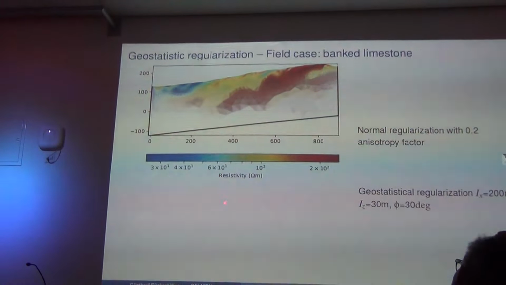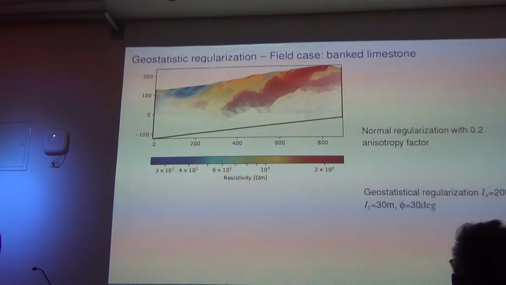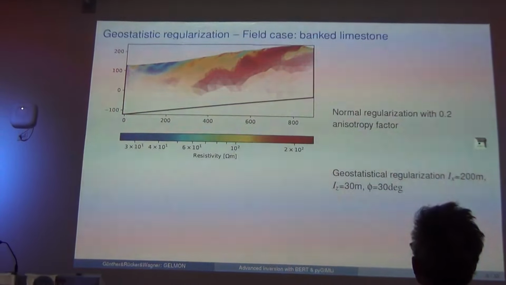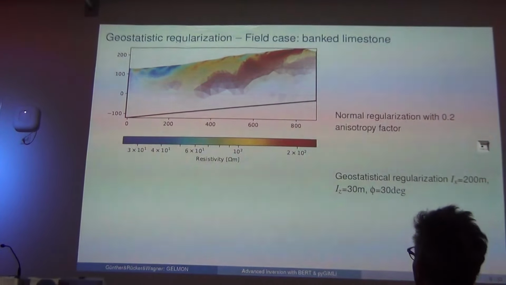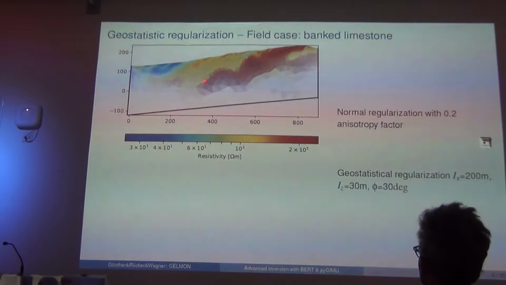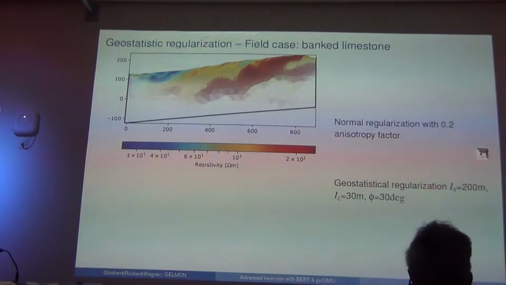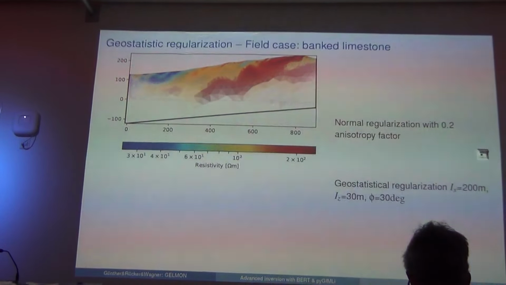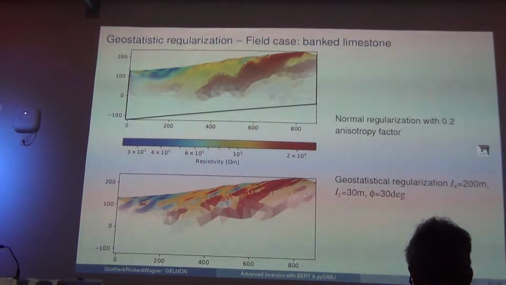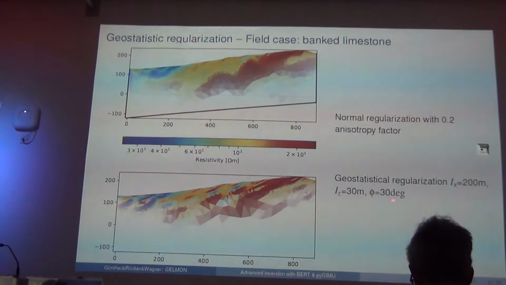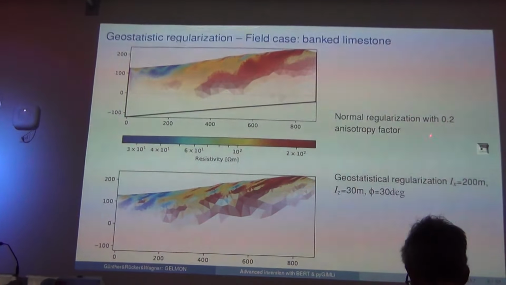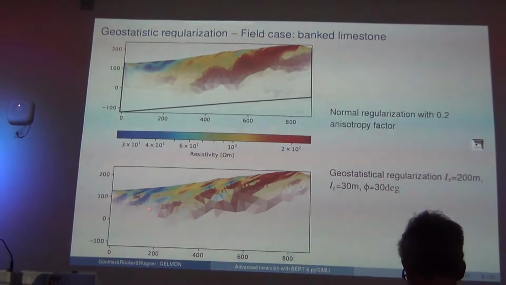I'm presenting one field case by myself, so I was also measuring by myself, just to prove it. This is a normal inversion of a field case of a bank limestone. So we were expecting some banks which are parallel to each other. We can actually try to see them in the first inversion. So we see some structure which is looking like this, and we see those structures when we dig a little bit and look at the limestone. But the results are nice on the surface, but not nice in the subsurface. But if you use this geostatistical regularization instead of the normal, slightly anisotropic inversion favoring the vertical direction, we see a much better image of the subsurface.